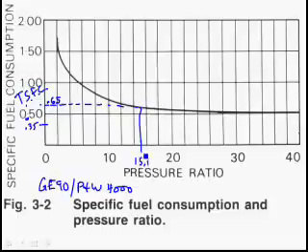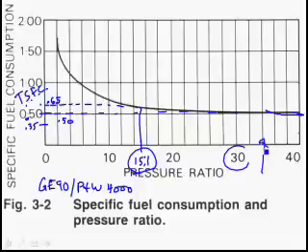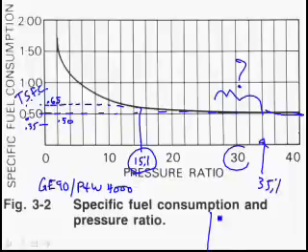But if we doubled our compression ratio to 30, it's only come down to 0.5. So this is not a linear chart. It's logarithmic or exponential. And so it doesn't get perfectly flat, but it goes down really, really slow. So we could go to 35 to 1 on the compression ratio, but how much reduction in fuel flow did we get by sticking in those extra compressors?